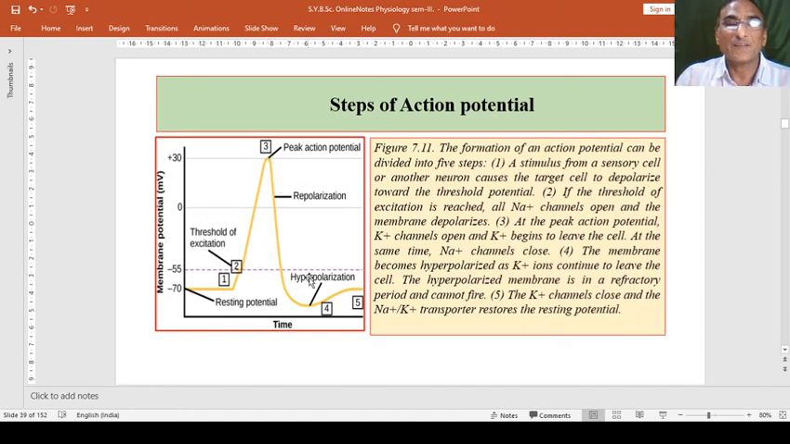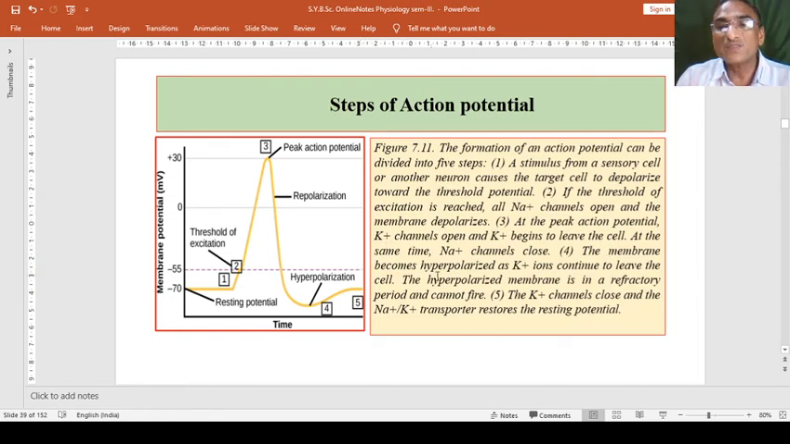Now, we will see here a stimulus from the sensory cell or another neuron causes the target cell to depolarize towards the threshold potential. This is the stimulus received, the second step. If the threshold of the excitation is reached, all the sodium channels open and the membrane depolarizes. This is the membrane. Sodium channels cause the depolarization and potassium channels cause the repolarization, that we have already studied here, sodium and potassium channels.